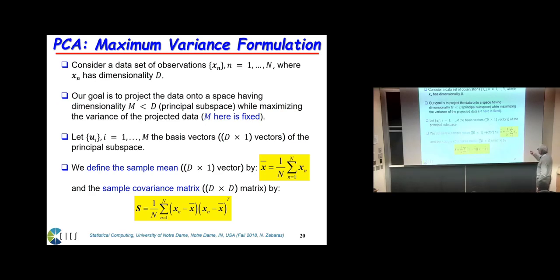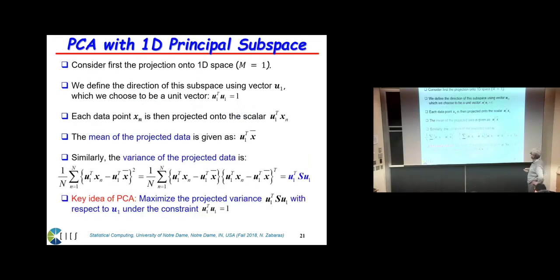So this is the definition of the sample mean, remember? And this is the sample covariance. The only thing I want you to remember again is the data are in d dimensions. So this matrix is d by d, okay? Sample mean and sample covariance, and nothing going on.